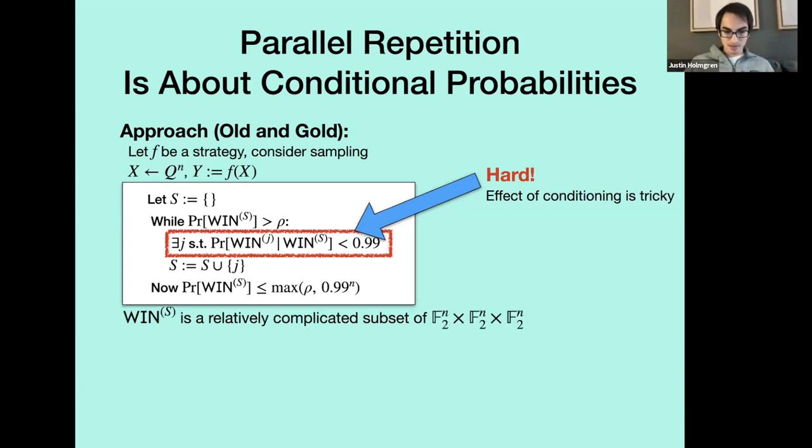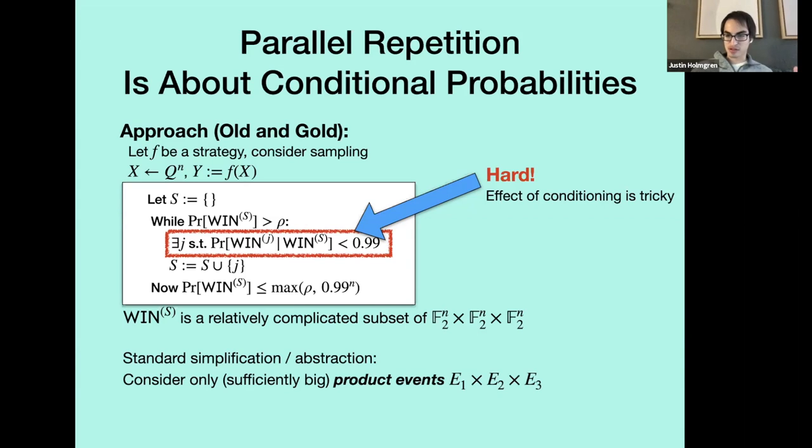So we'll abstract a little bit. Like I said, this event of winning in a set of coordinates is relatively complicated. And so there's a standard way that you can simplify or abstract out a little bit and only consider product events. And what I mean by product events is that the event is something about the first player's query and something about the second player's query and something about the third player's query.